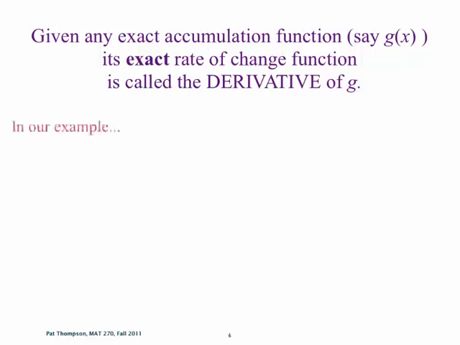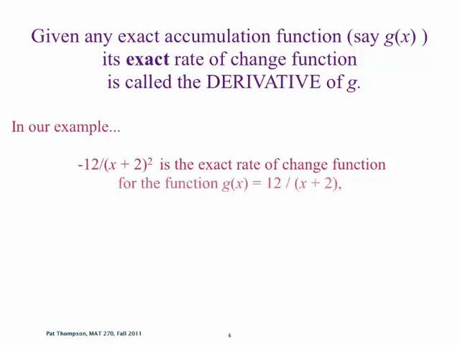So, in our last example, negative 12 over x plus 2 squared is the exact rate of change function for the function g of x equals 12 over x plus 2. And because it's the exact rate of change function, negative 12 over x plus 2 squared is the derivative of g. So by doing that algebraic process, we found the derivative of g.